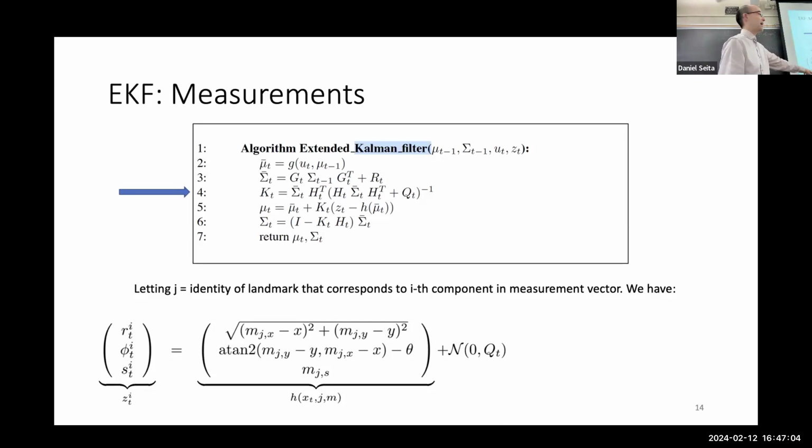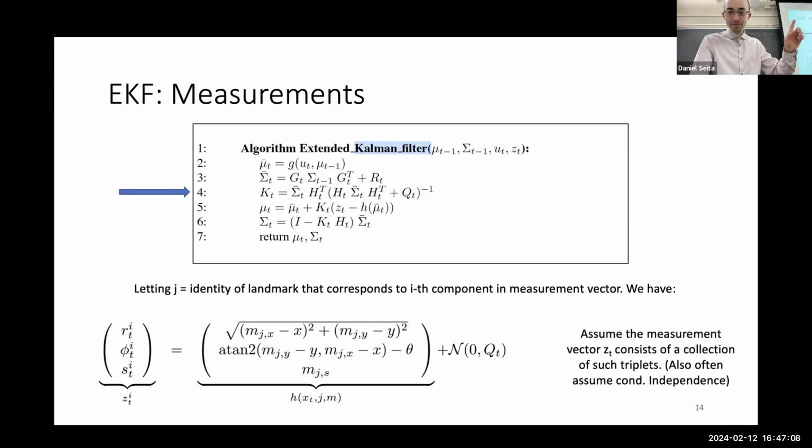So how do we get the numbers in here? Well, let me just cover that right now. The measurement vector consists of a collection of these triples. Now let's look at how one of them is computed.